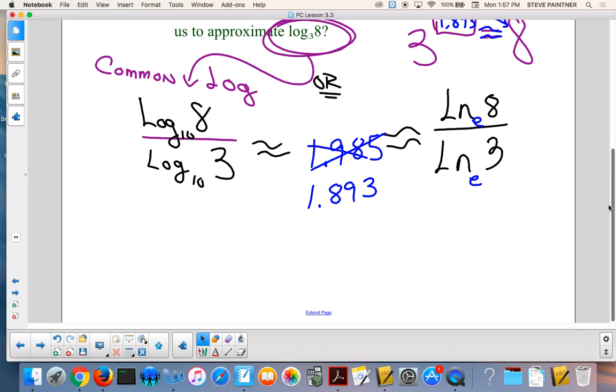But why wouldn't you do base 10? Why wouldn't you do base E? It's programming. It's programming your calculator. Do it.